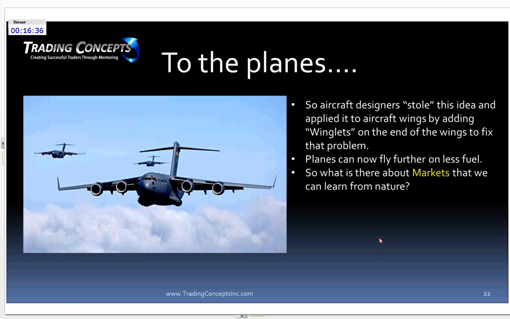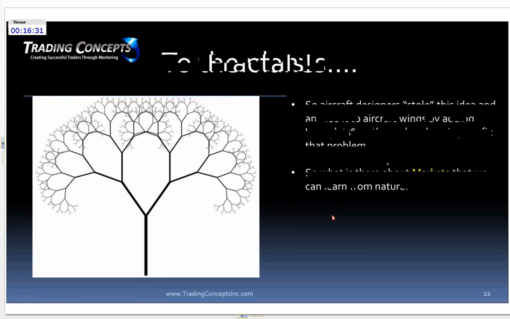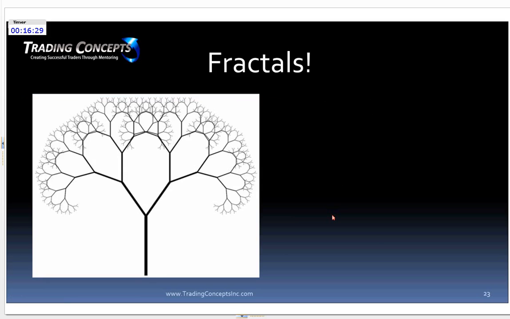So what is there about markets that we can learn from nature? Well, this is where we get into fractals. You may have heard this term before. It's not something you're going to learn overnight, but it's something I want to expose you to if you haven't been exposed to this.